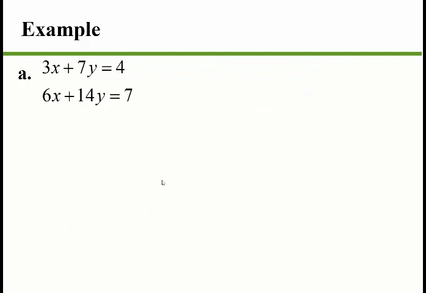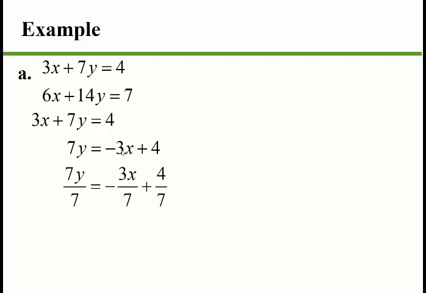So in A here, the first thing I'm going to do is move the x's over. I'm going to take this 3x plus 7y equals 4 and move the 3x over. Then to get the y by itself, I'm going to divide everything by 7. In slope-intercept form, y equals -3/7 times x plus 4/7. So -3/7 is the slope, 4/7 is the y-intercept.